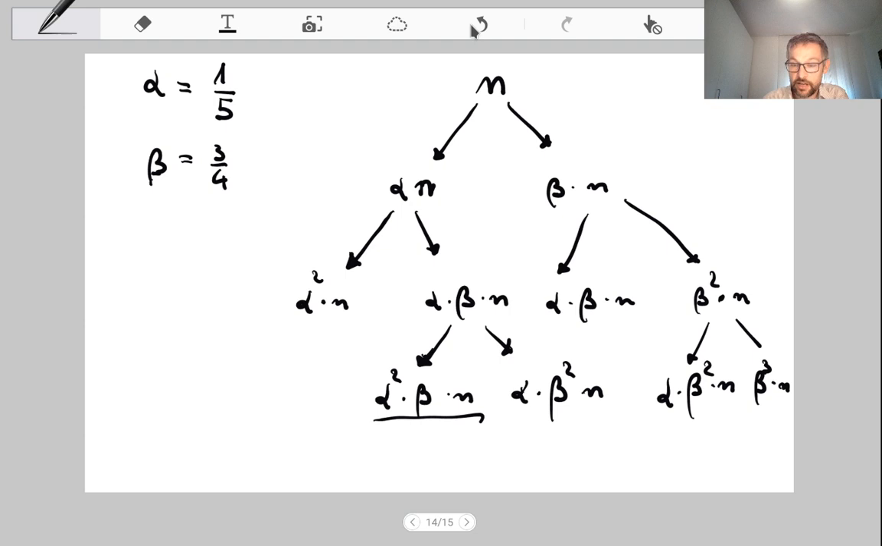How many nodes having these elements to deal with do I have on the third level? Well, to know it, I simply need to know in how many ways I can select two right moves over the 3 possible moves I can do. And I have many ways to do it.